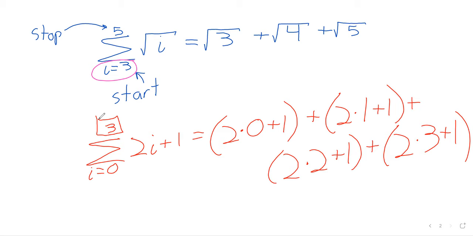And this is, whatever it is, 2 × 0 + 1 = 1, 2 × 1 + 1 = 3, 2 × 2 + 1 = 5, 2 × 3 + 1 = 7. My mental arithmetic game is on point. That should be 16.